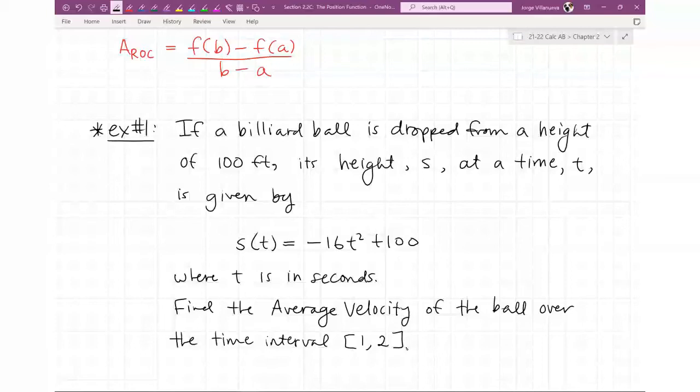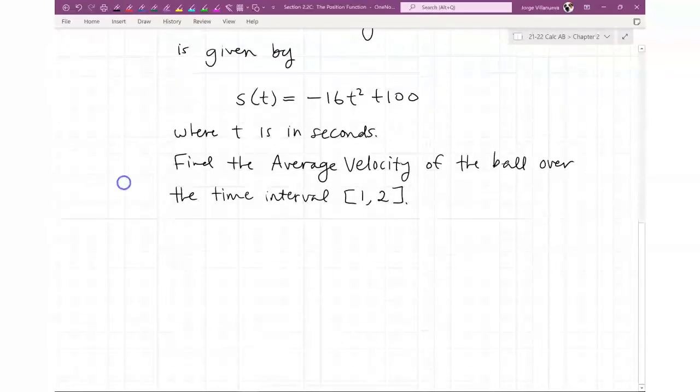Again, we're going to use that equation up there, AROC equals f of b minus f of a over b minus a. We're just going to use S in our equation. So let me write it for us here.